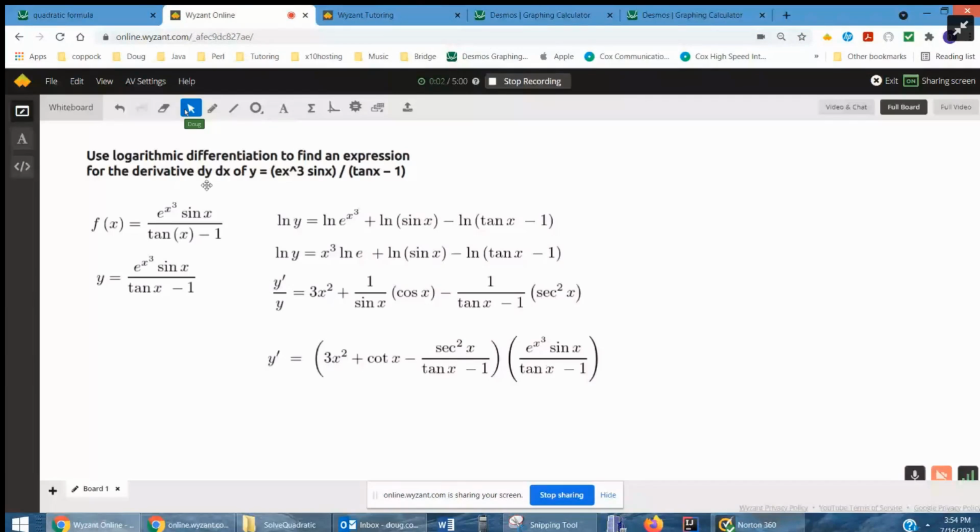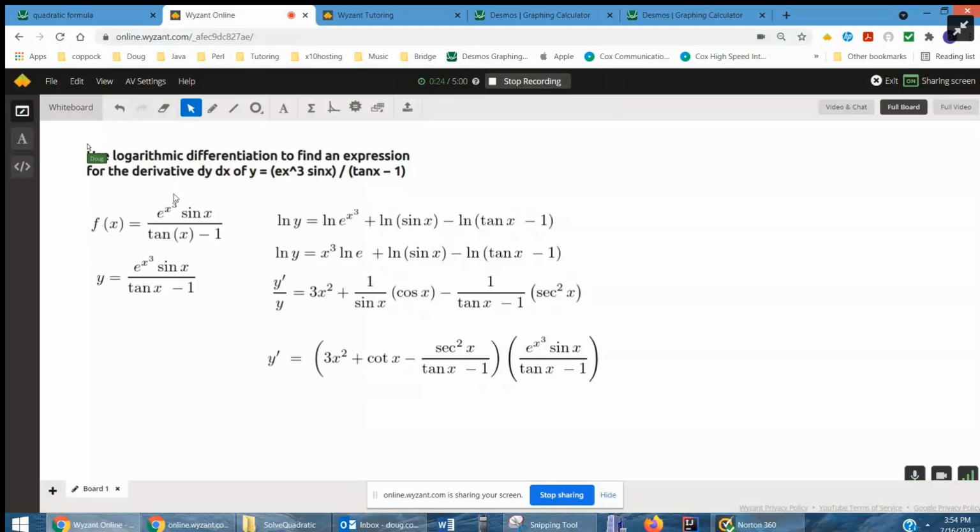Okay, here's what we mean by using logarithmic differentiation. The idea is to use logarithmic differentiation when you have a complicated looking function that involves powers, products, and quotients. Then you can use the properties of logarithms to simplify the differentiation.